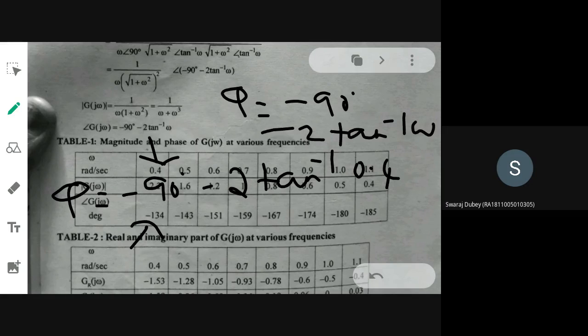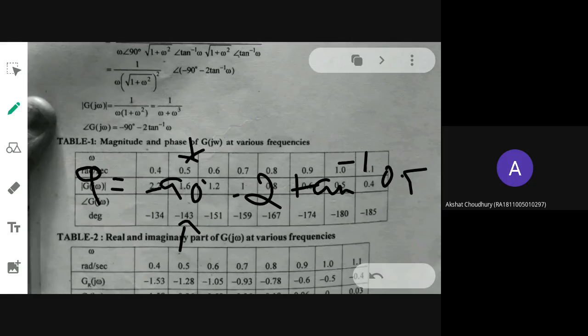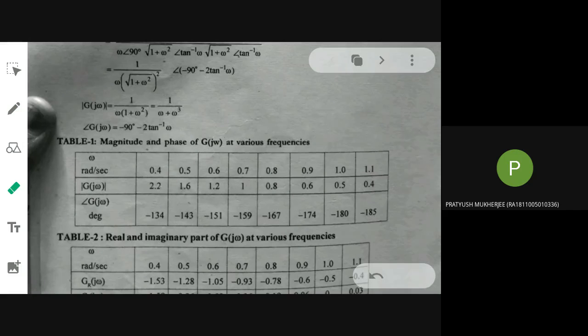What is the answer? I am not even asking you to do calculation. Minus 130, minus 134. Now suppose I want to find the angle value for 0.5, again in the same formula: minus 90 minus 2 tan inverse of 0.5. What is the angle that you will be getting? Minus 143. In the same way, you substitute every value of omega in the formula for magnitude and phase angle, and you tabulate all the values like this.